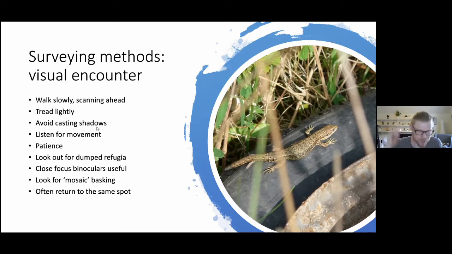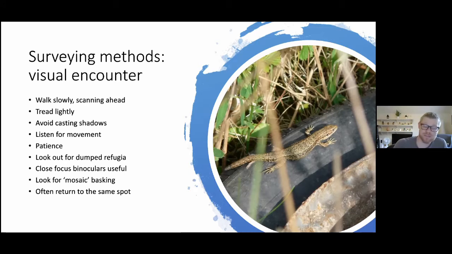Keep your shadow behind you. It means you're not going to scare off reptiles. And if you're looking into your shadow on a sunny day with the bright sun and lots of bright lights, it's really difficult to see into your own shadow. So keep your shadow behind you if possible. Do listen for movement. You will hear common lizards in particular scuttle off before you see them.